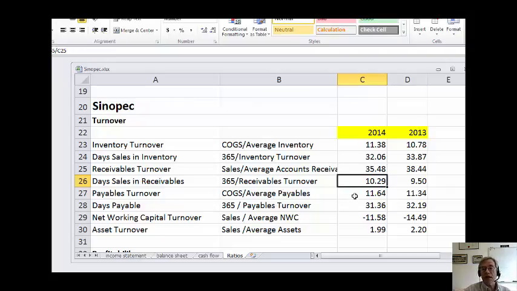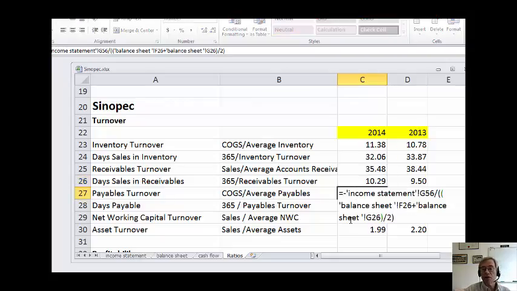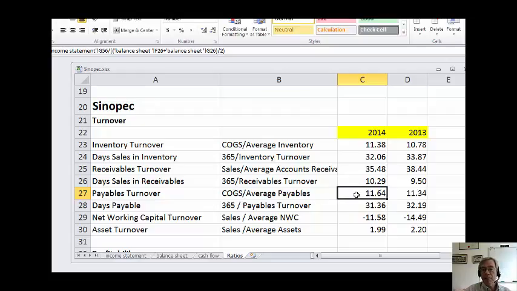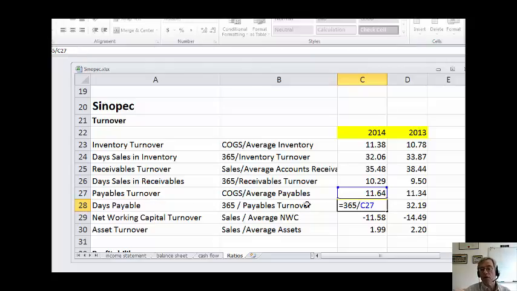We can do the same calculation with respect to payables. That gives us then a turnover of 11 times. Payables turn over on average 11 times per year. Days payable is simply the reciprocal of the payables turnover times 365. So on average we take 31.36 days to make payment to our suppliers.